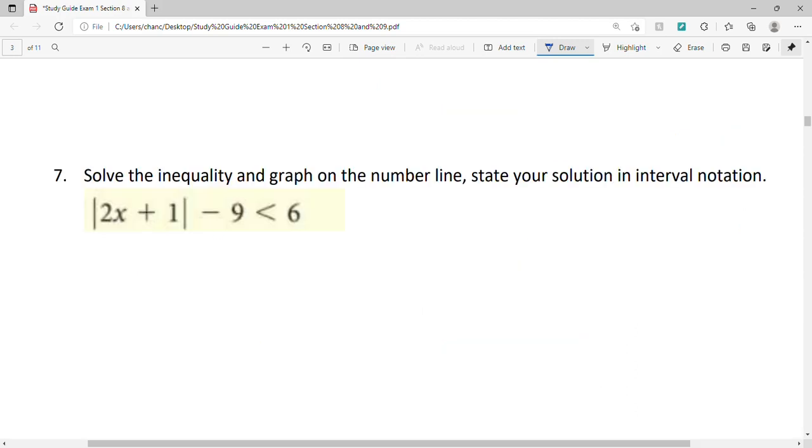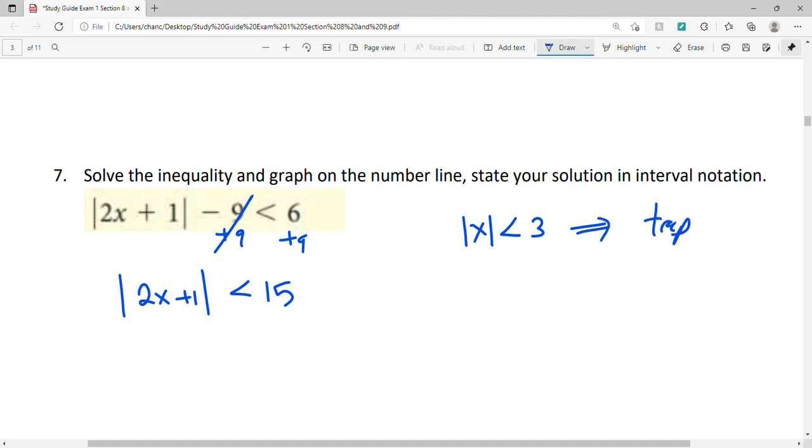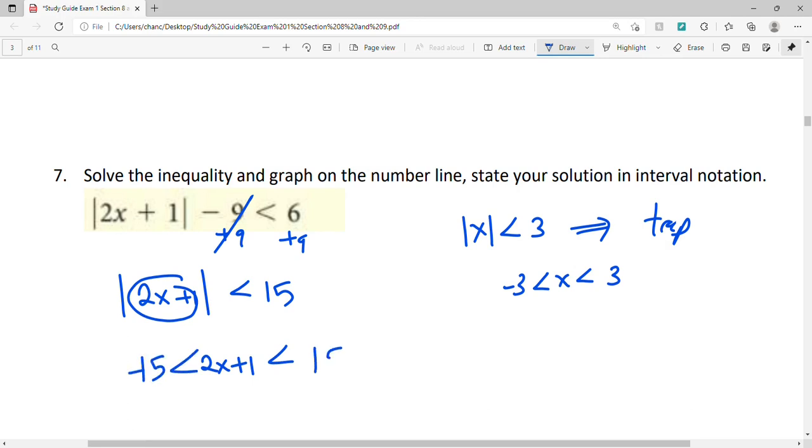In example 7, again, I'll start by isolating the absolute value, getting it by itself. So we have the absolute value of 2x plus 1 is less than 15. And now we have to remember how to translate this. Let's recall the absolute value of x, if that's less than 3, would be translated into a trap. I could rewrite this as x is trapped between negative 3 and positive 3. So we can rewrite this as a trap. We can say 2x plus 1 is trapped between negative 15 and positive 15.